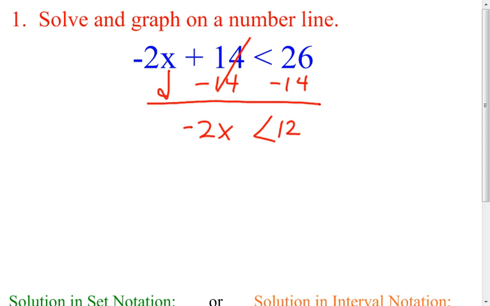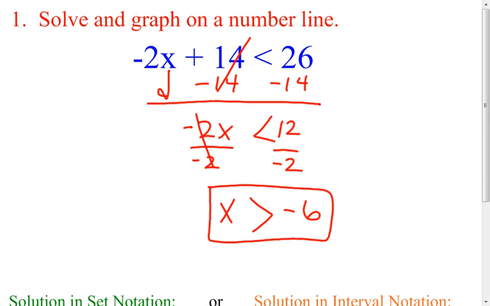And now to solve for x, I would need to divide by negative 2. Because I divided by negative 2, again, when you multiply or divide by a negative, you need to switch the direction of the inequality. So that's what I did here. And I just get x is greater than, and then 12 divided by negative 2 would be negative 6. So this is what it would look like in your solution.